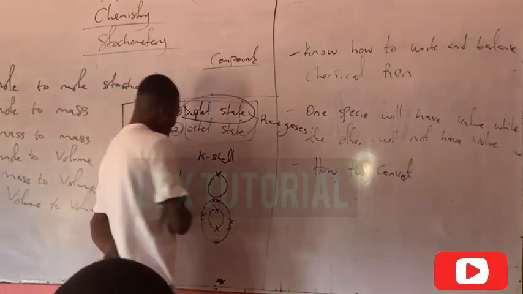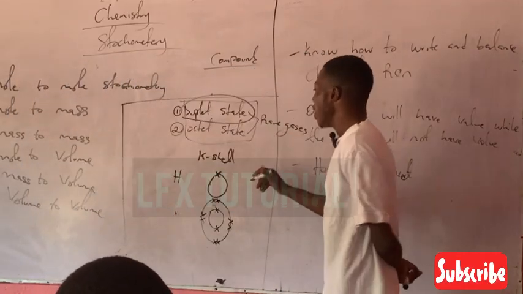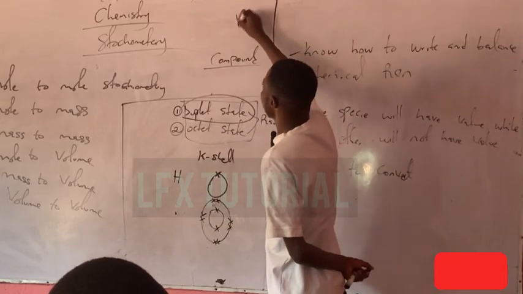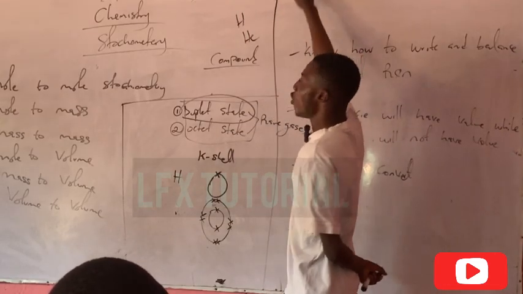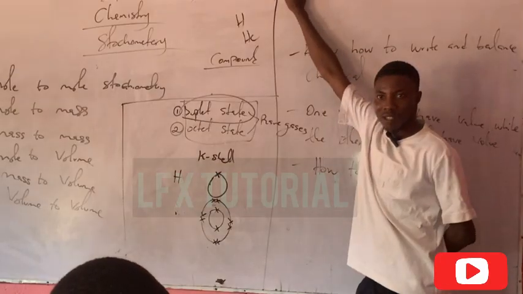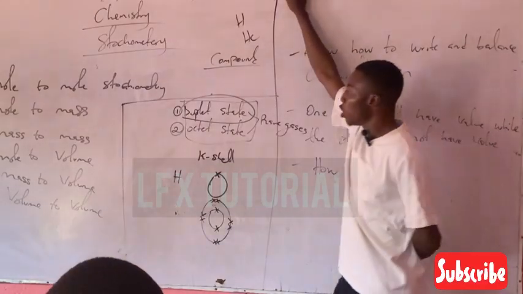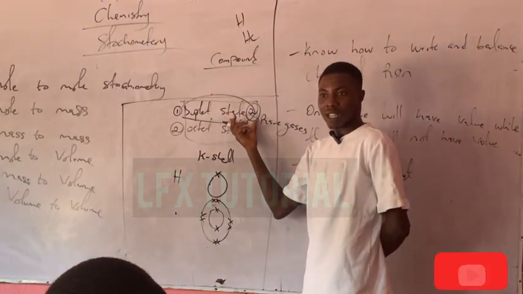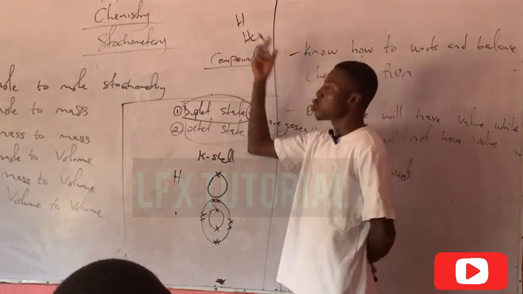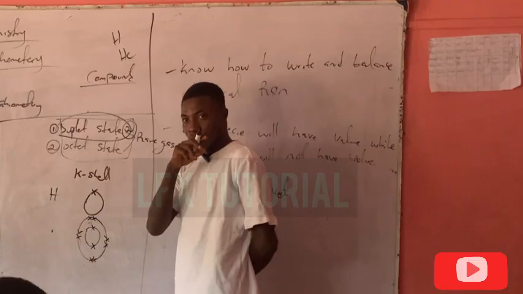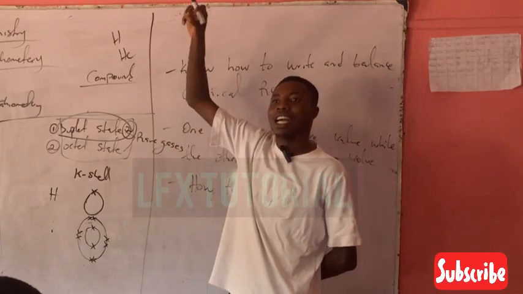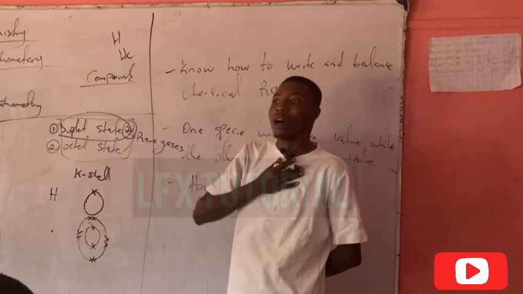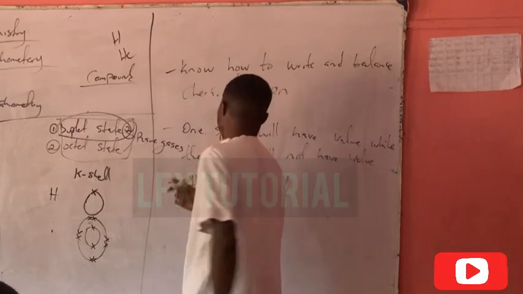But now, let's carry on. Any elements between hydrogen and helium, for you to find their valencies, we are going to use 2. You know 2 is the duplex state. We are going to use 2 to find it. So you use 2 minus how many electrons they have at the atomic shell. Then you can now find their valencies. So let's do it now.